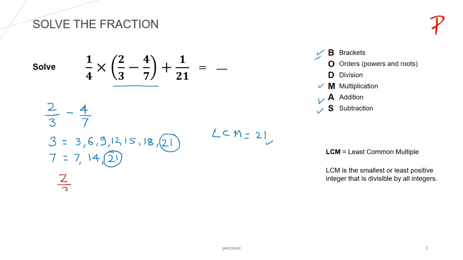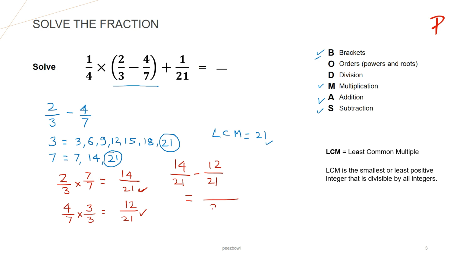For 2 upon 3, I will multiply both the numerator and denominator by 7, and we will get 7 multiplied by 2 is 14 and 3 multiplied by 7 is 21. So here our denominator is 21. Similarly for 4 upon 7, I will multiply both the numerator and denominator by 3 so that we have denominator 21 and numerator is 12, right? Now it becomes very simple to solve 2 upon 3 minus 4 upon 7. For 2 upon 3, I will write 14 upon 21, then a minus sign, and for 4 upon 7, I will write 12 upon 21.